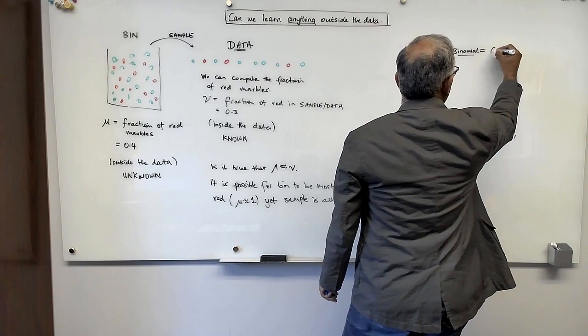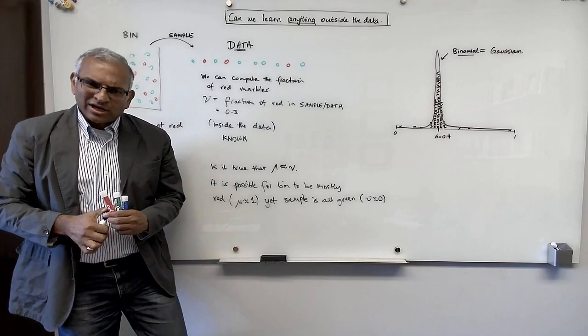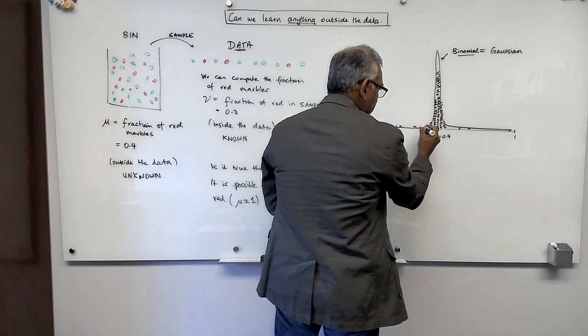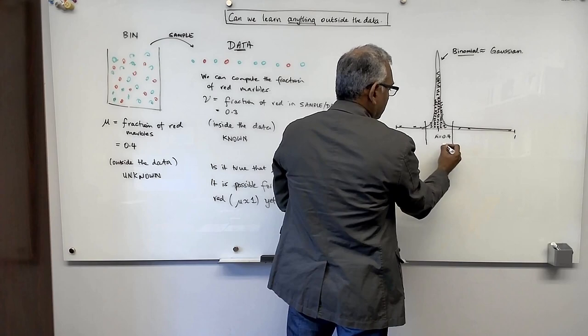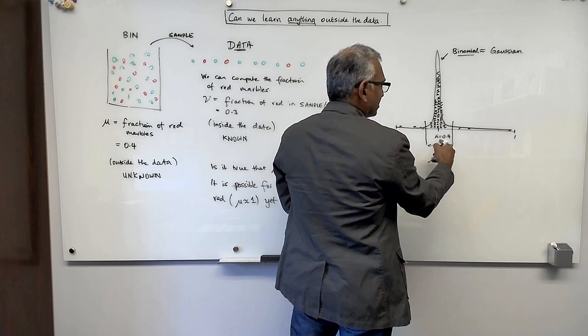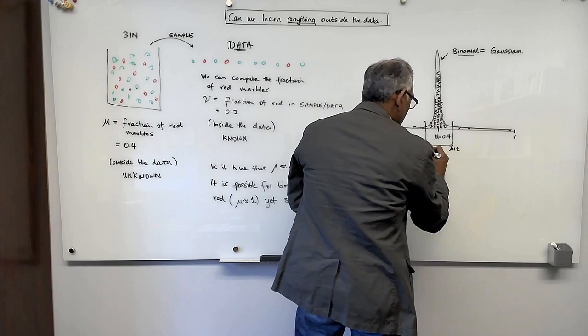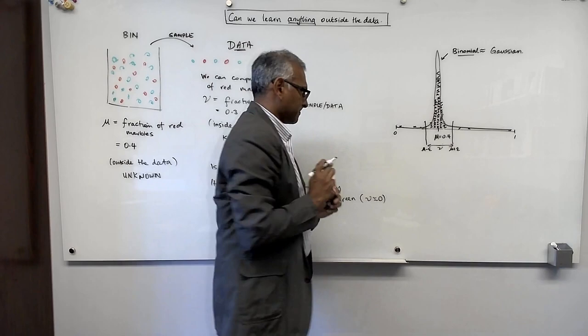Now I want to highlight two kinds of things that can happen. A good thing can happen when I run this experiment. Imagine that the nu that I get is within, let's say, epsilon of mu. So if nu happens to fall in this region, which is mu plus some small value epsilon and mu minus some small value epsilon, I'll say a good thing happened. The sample was good. This is good.